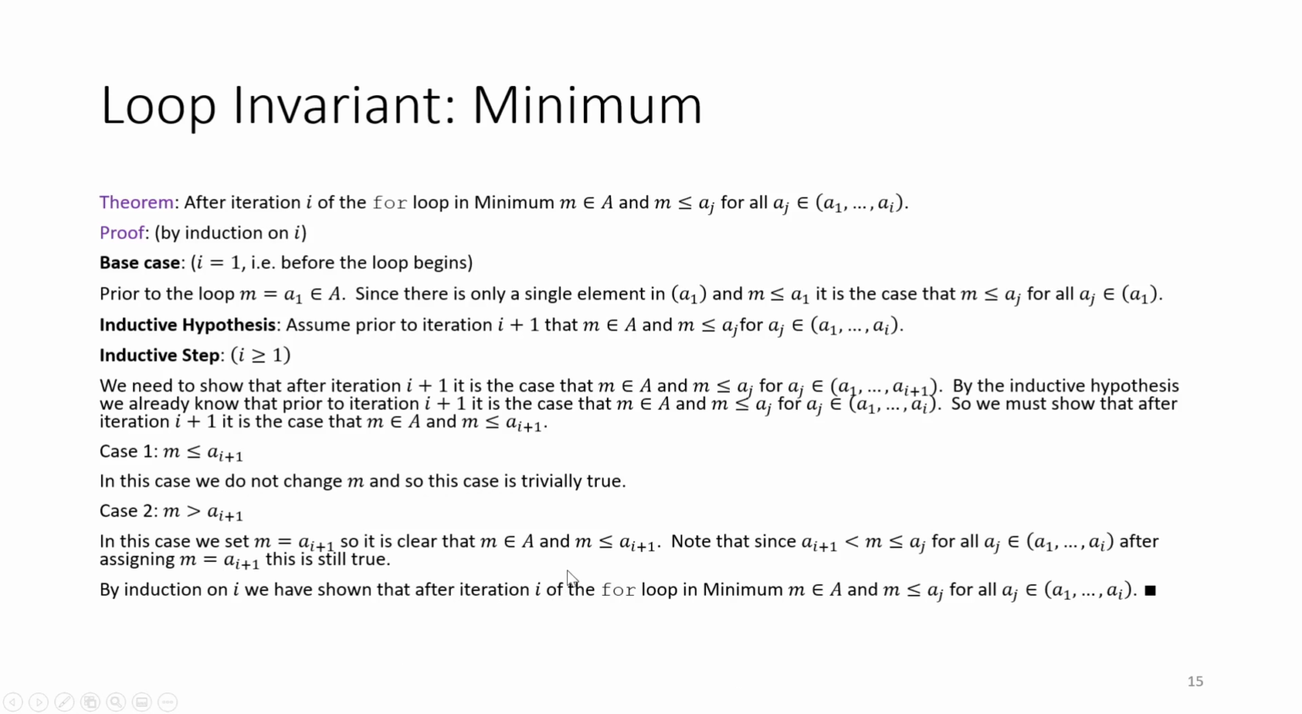We've shown that after iteration I of the for loop, this principle holds. M is an element of A and it's smaller than all of the elements. Okay, so that established this inductive proof. This is our first inductive proof.